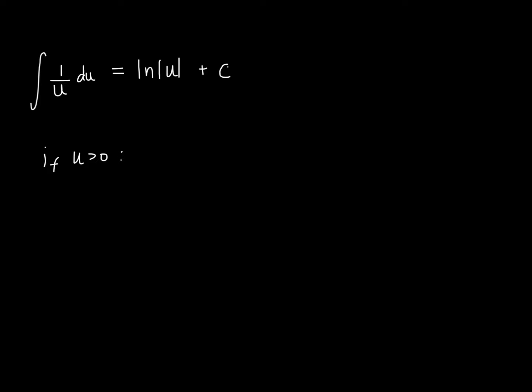So if u is greater than 0, it's quite easy because that means the absolute value of u is just u. So to take the derivative with respect to u of the natural log of u plus c, and that will just be 1 over u. So that checks out. What about if u is less than 0?